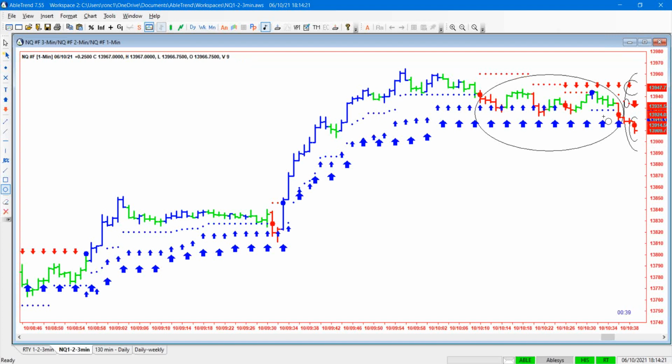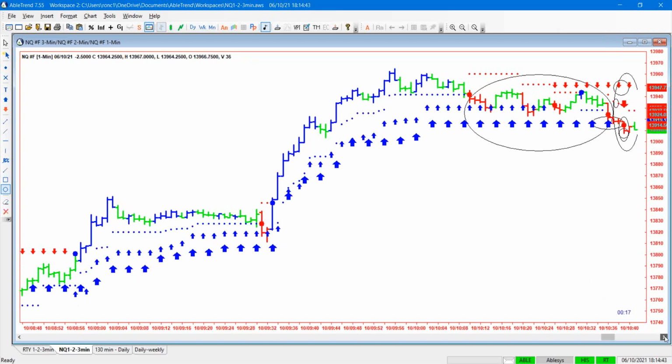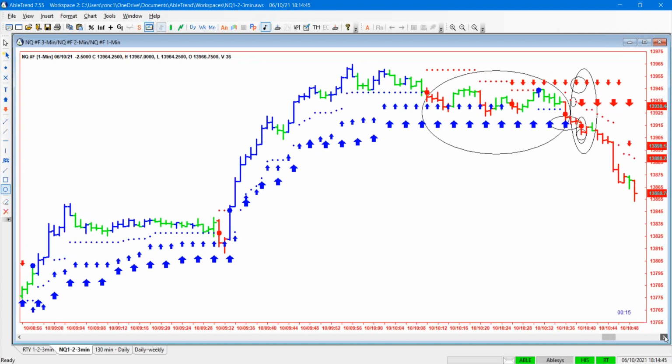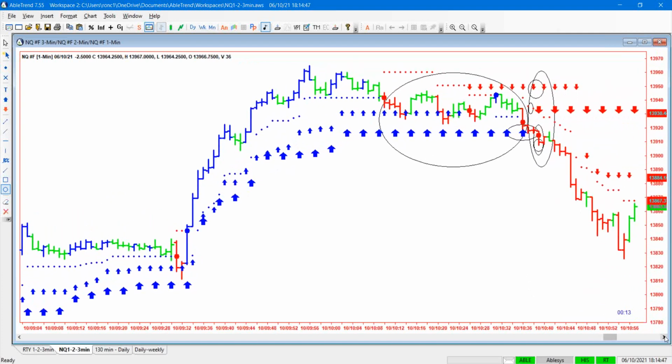The bar closes below the 3-minute support, below the blue arrows. Right here, it closes just slightly below it. So this was as obvious and clear-cut as you could possibly get. It would be impossible to get any more obvious than this for an AbleTrend trader, an AbleTrend sell signal. And down, down, down. Boy, this is a good one.